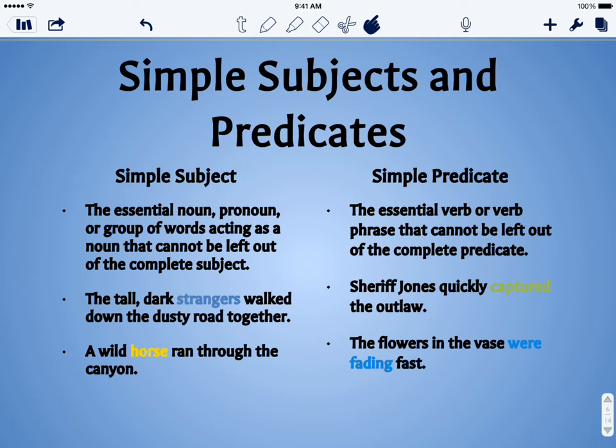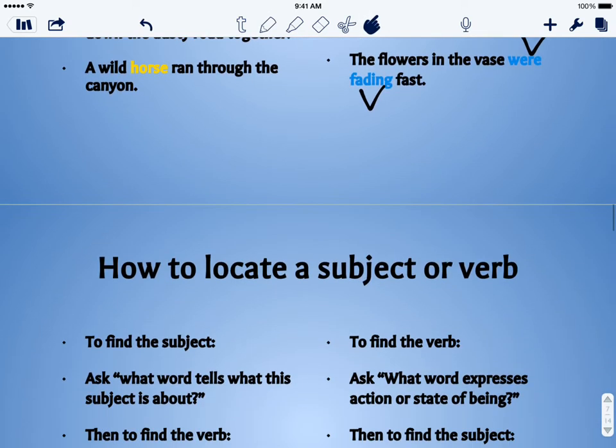Your simple predicate is the essential verb or verb phrase that cannot be left out of the complete predicate. So, Sheriff Jones quickly captured the outlaw. Captured is your verb. The flowers in the vase were fading fast. Were fading is your verb phrase. Essentially, your simple subject and simple predicate is the essential, most minimal part of the sentence. So, strangers walked. Strangers is your subject, walked is your verb. Essentially, that's what the sentence is about.